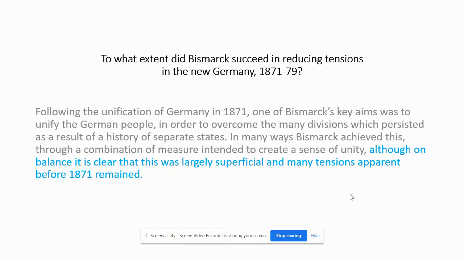So again, in this situation, the student has outlined a little bit of context at the start, nothing like rocket science there, but just showing that they know what they're talking about. Then they've introduced the idea of change, and then they've said, no, actually, I think on balance that the continuity was more important.